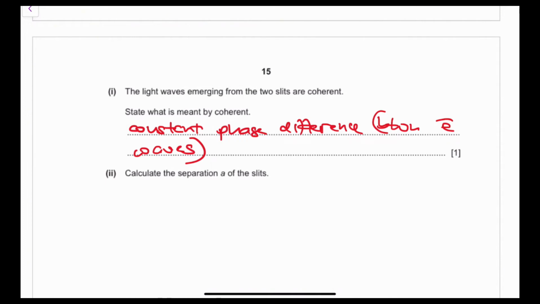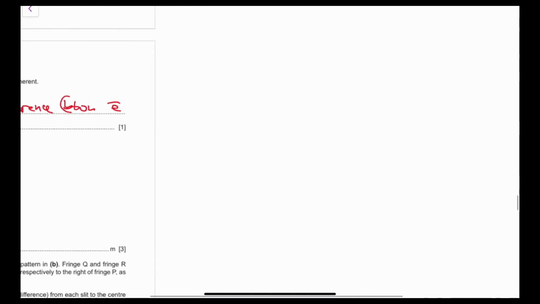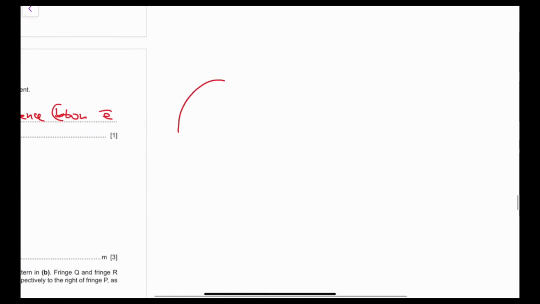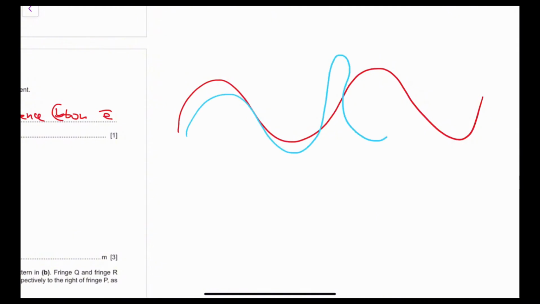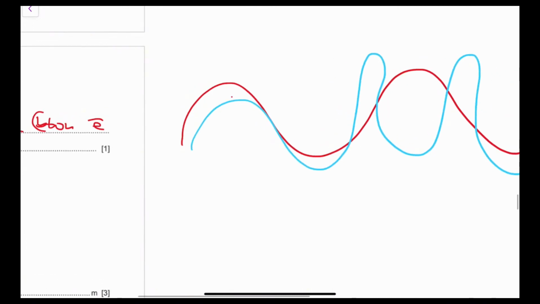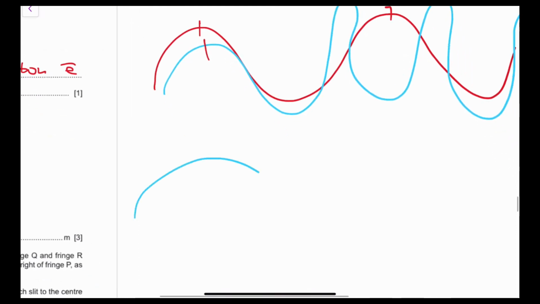What does it look like if waves are not coherent? Well, look at this. If you have a wave that's moving here, and you have another wave that's moving like that, they're not really coherent. They don't have a constant phase difference, because if you look at here, the way these are lagging and the way these are lagging are different.